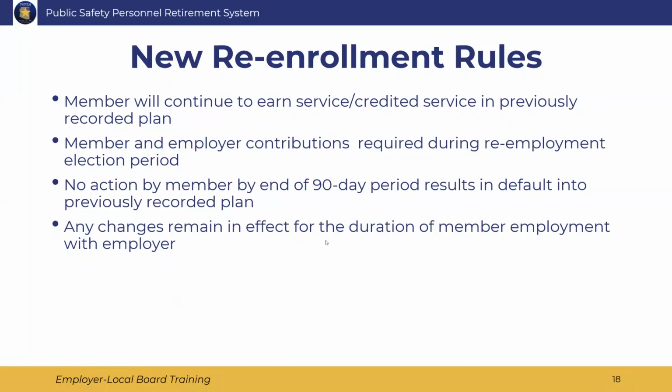And if the member doesn't make any new elections during that 90-day period, they'll automatically default back into the original plan that's on the system. And then any changes remain in effect for the duration of that member's employment with that employer. So the members should understand that any changes will stay in effect with that particular employer. Now, if they decide to leave you and go to another employer, then they'll have that new 90-day election period as well.